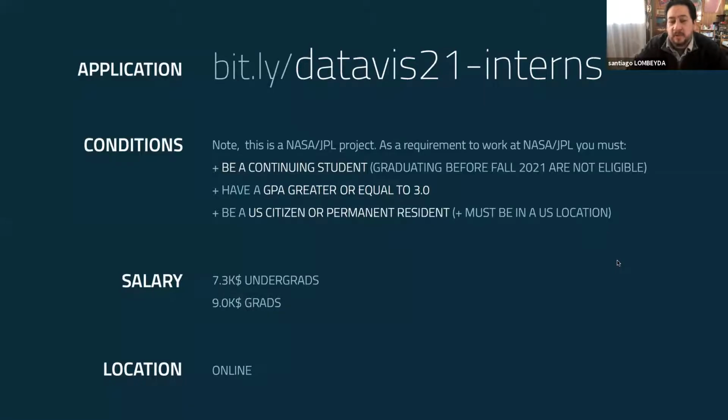The salary for the whole 10 weeks is $7,300 for undergrads and $9,000 for grad students. And that's just the standard salary across Caltech and JPL. And the location will be online, just like last year. We're not planning on going in person at this point. I think we're just going to stick with online because it seemed to work really well and just makes it easier for us to plan ahead. Next.